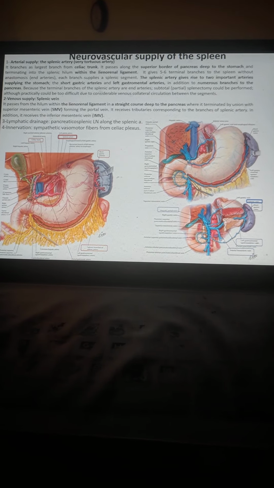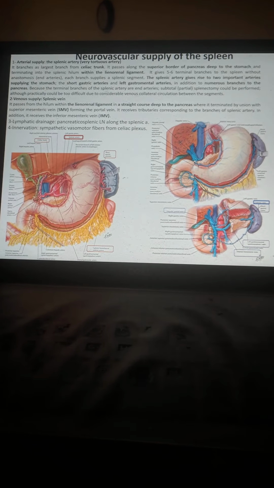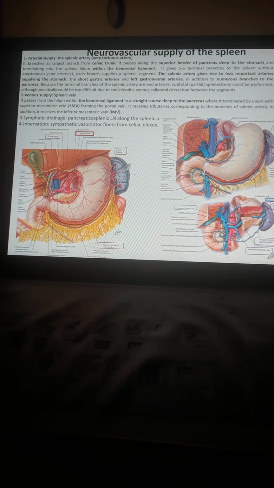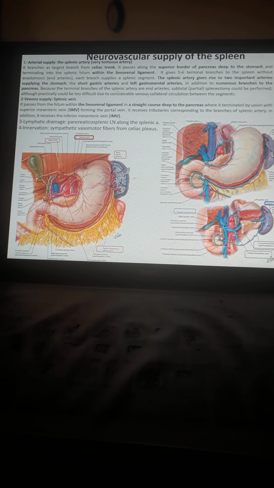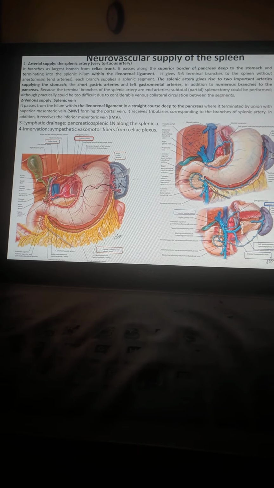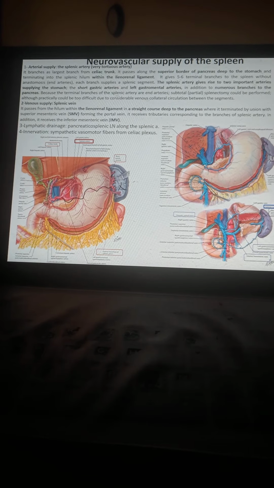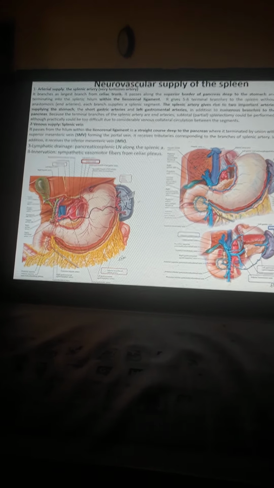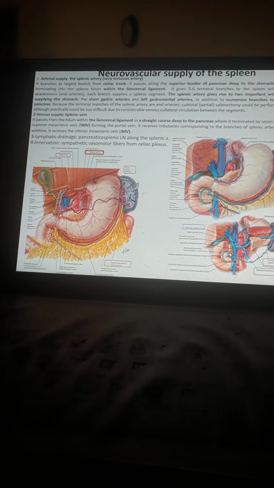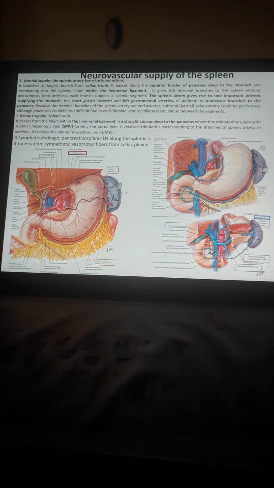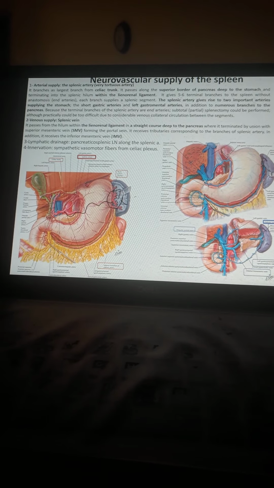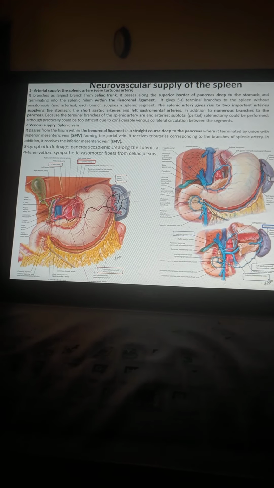Here is the blood and nerve supply of the spleen. As you see here, the spleen is supplied by these tortuous arteries which pass behind the stomach. This is called the splenic artery, which is a branch from the celiac trunk. This artery is tortuous or wavy, and it supplies the spleen and terminates in the hilum of the spleen in 5 or 6 branches.